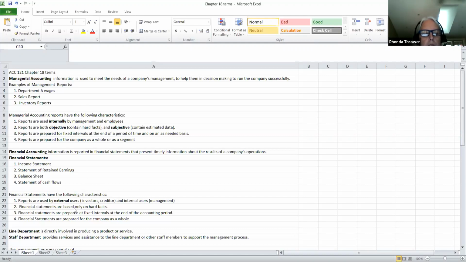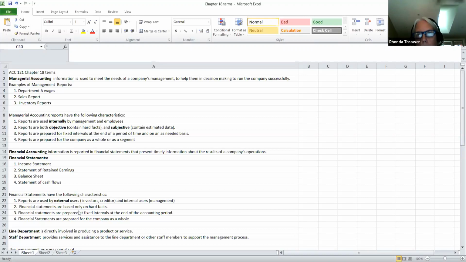Getting back to our financial statements based on financial accounting, the financial statements are based only on hard facts. The information in the income statement has to be relevant information about the data and the period of time that you're recording that information for, and it has to have actually happened for it to go into the income statement.